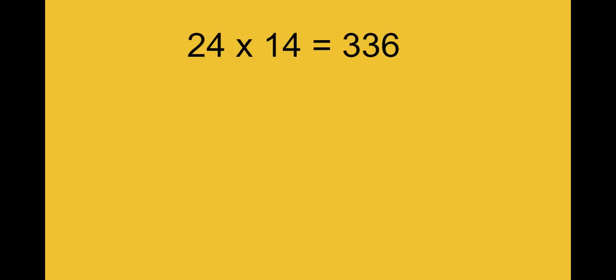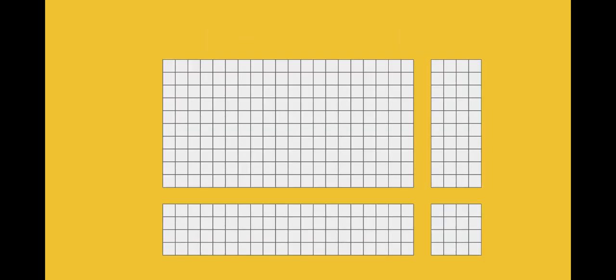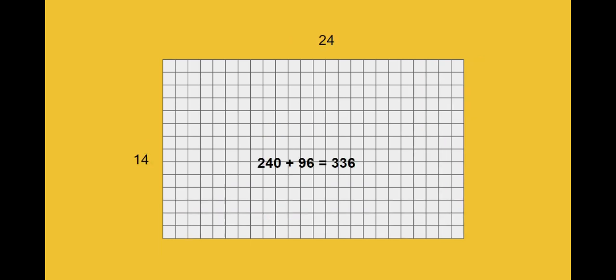That's not the only way I can break it apart now. Let's try a different way. Let's go with 20 and 4, and then we'll stick with 10 and 4 vertically. My multiplication equations are a little bit different this time because I have different numbers, but once I combine them all up, I'm going to end up with the same answer of 336.